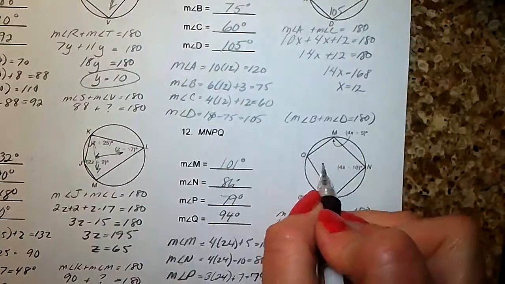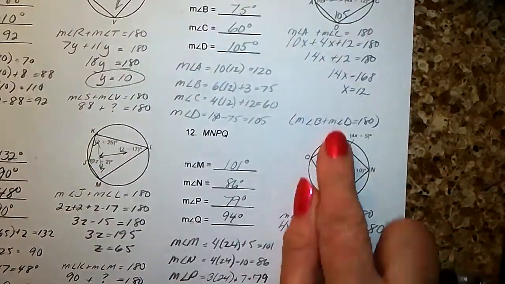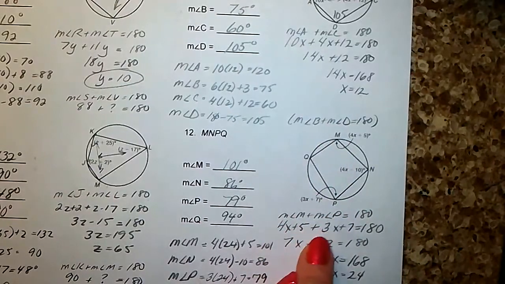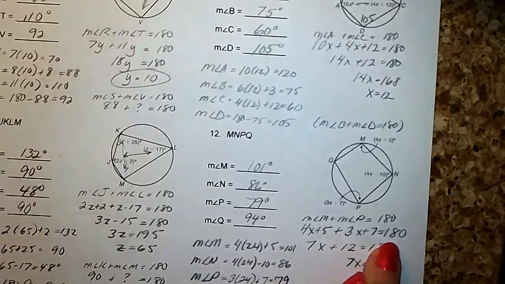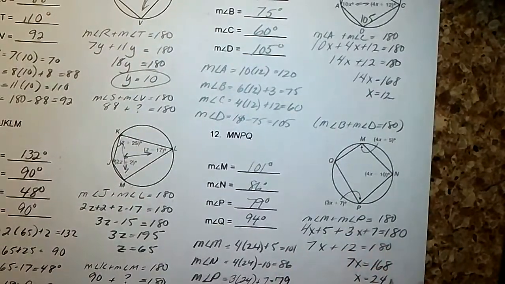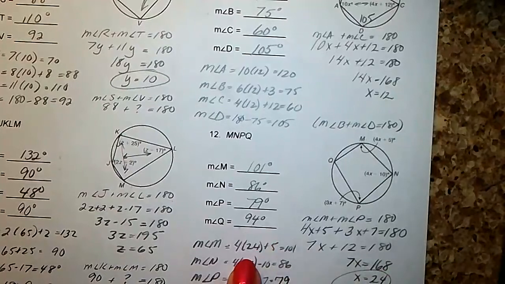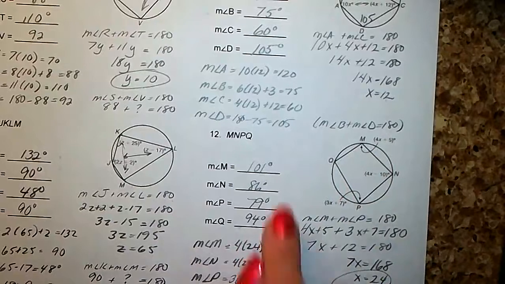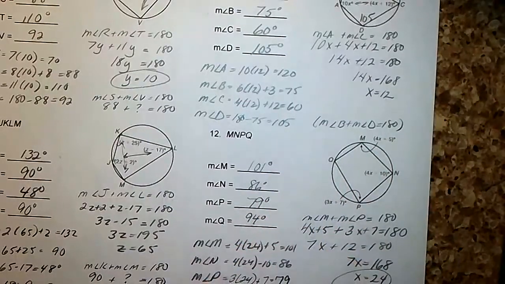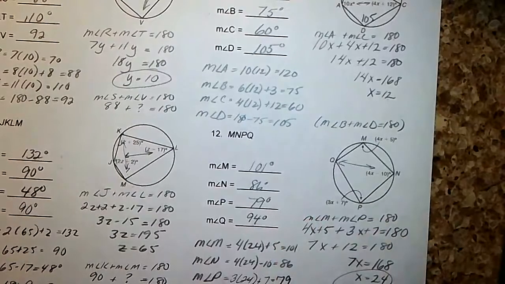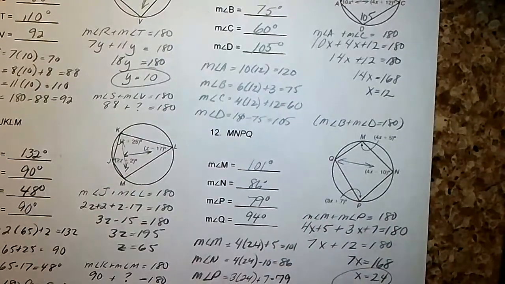Okay? This question number 12 works the exact same way. I don't have Q right now, so I can't add those to equal 180, but I do have M and P. So M and P add to 180. We've got the 4x plus 5 plus the 3x plus 17 equals 180. Simplify, combine like terms. We end up with our x equaling 24. We plug it back in for M, for N, and for P. We get all 3 of those angles, but to find Q, don't forget, Q and N there are going to add to 180. So I have to find N first. I found N. N was 86.